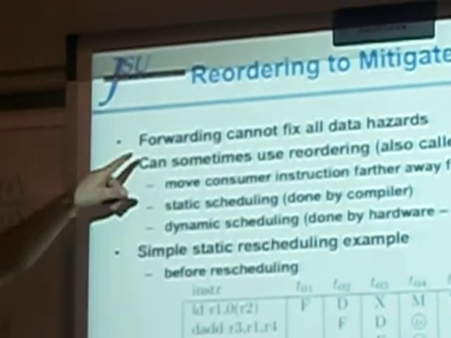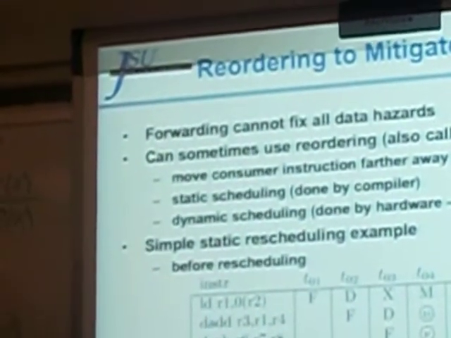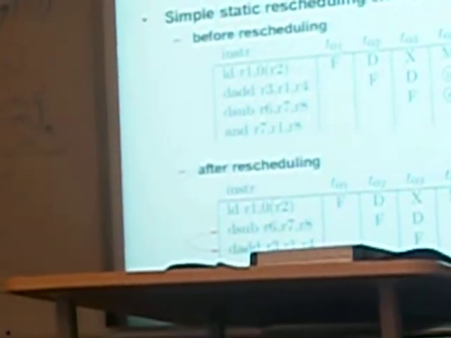Now, even though we can't sometimes fix a problem with forwarding, we can sometimes just change the ordering, provided it doesn't alter the outcome. When we use this reordering, that's sometimes called rescheduling. There's both static and dynamic rescheduling. Static scheduling is done by the compiler. Dynamic scheduling is done by the hardware at runtime. We'll investigate, hopefully in this class, both.